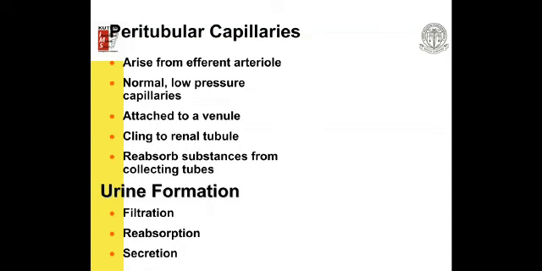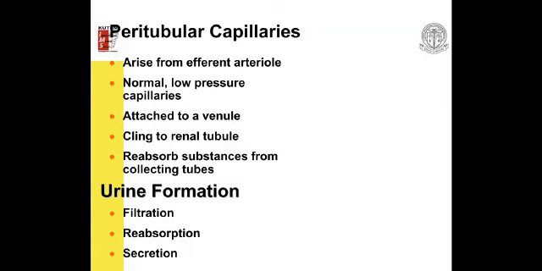So, we need to encompass what the basic filtering membrane is. As you all know, the peritubular capillary is present in the cortical nephrons. It arises from the efferent arteriole. It's low pressure. Capillaries are attached to the venule. It clings to the renal tubule. It reabsorbs substances from the collecting tubes.